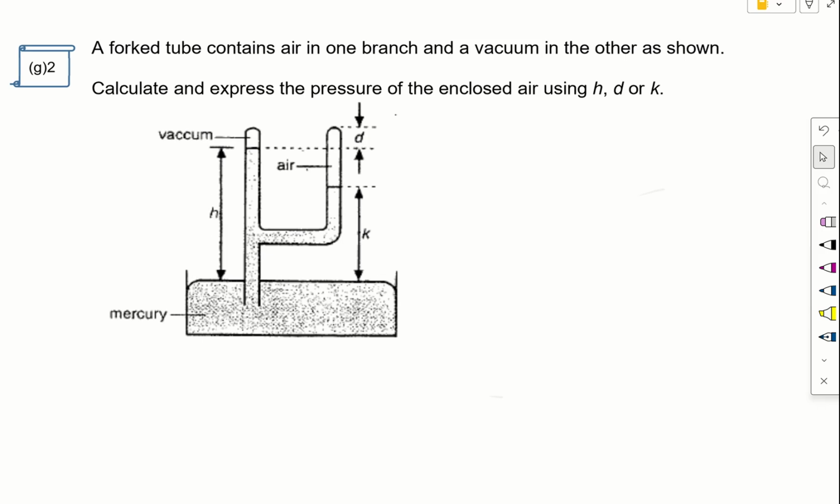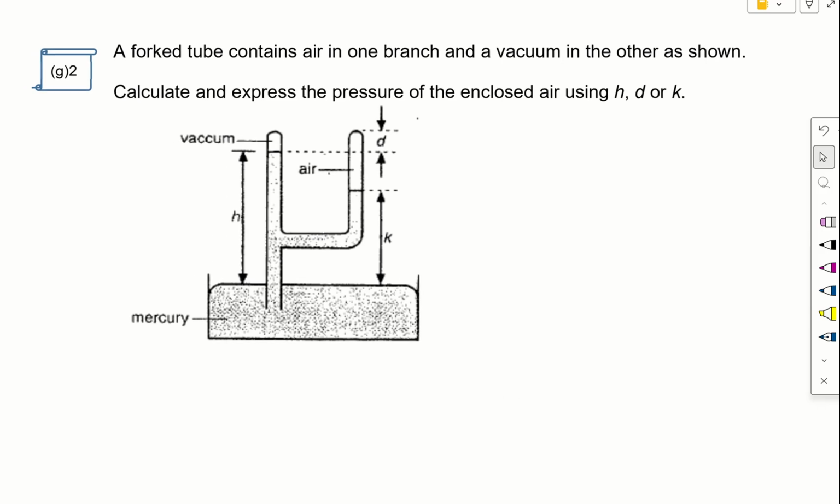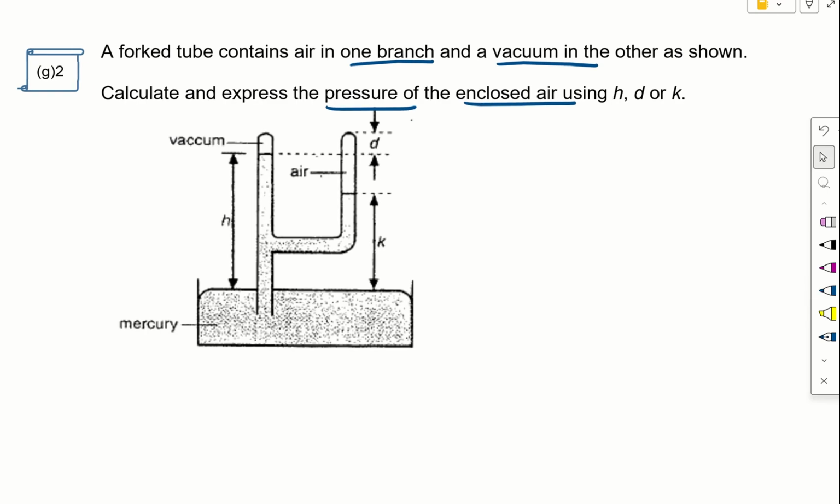Question G2: a fork tube contains air in one branch and vacuum in the other. Calculate and express the pressure of the enclosed air using H, D, or K. Again, there are no numbers given, they are all given in symbols. So let's apply step 1: at every liquid surface where there's any pressure acting on it, we must draw a downward arrow. I will draw one here, and I know this is subjected to atmosphere, so this is P atmosphere. Over here, because it's vacuum, there's no pressure, so I do not need to draw my arrows there.